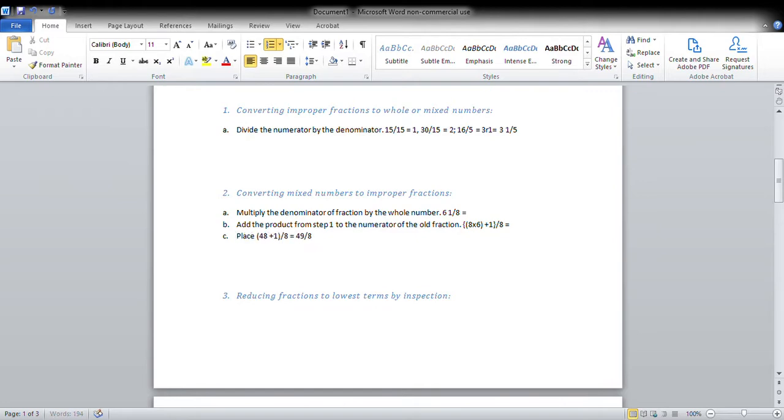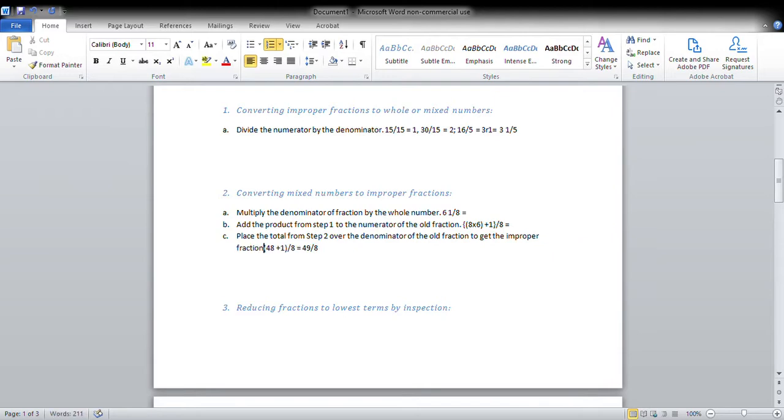You place the total from step 2 over the denominator of the old fraction to get the improper fraction.